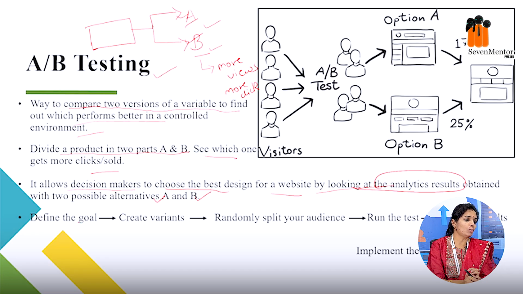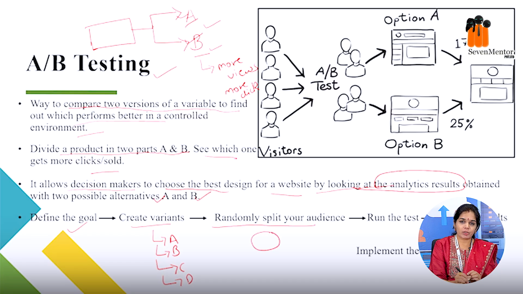Okay, so how do we do this testing? Define the goal, what goal you want to set. Create variants. In my case it is A, B. In your case it will be C, D, whichever you want. Make the changes accordingly. Split your audience. Now suppose this is my product. I want to give my product only in one area. Let's suppose I will give this in Pune. I'll give this in Mumbai.